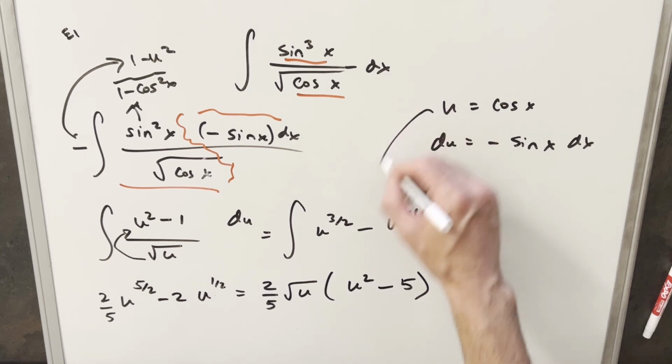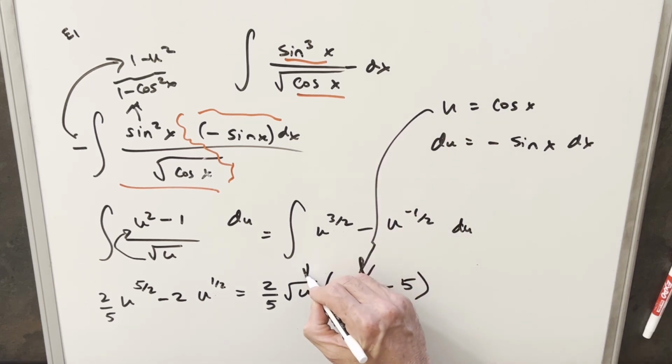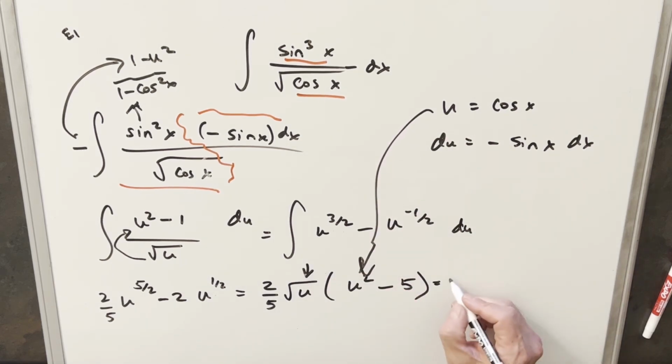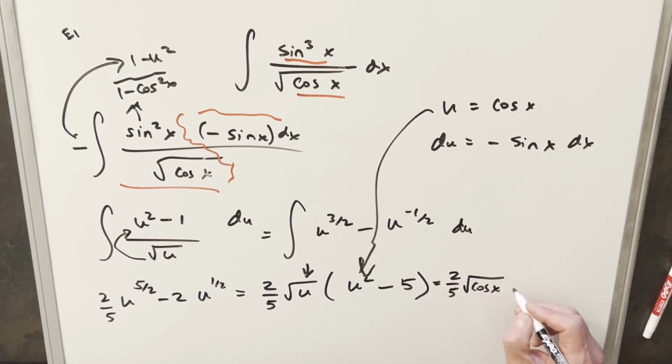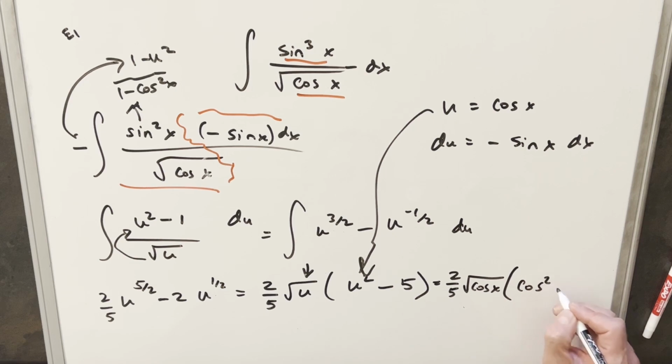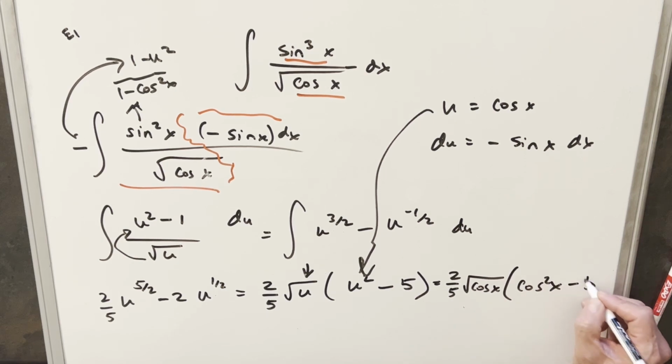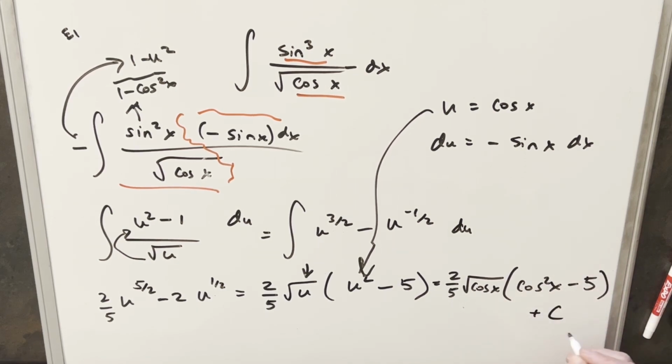So now to finish it off, I'm just going to back substitute my u value here and here. So for our final solution, we're going to have 2/5 square root of cosine x times cosine squared x minus 5. I'll put a plus c on it, and that's it.